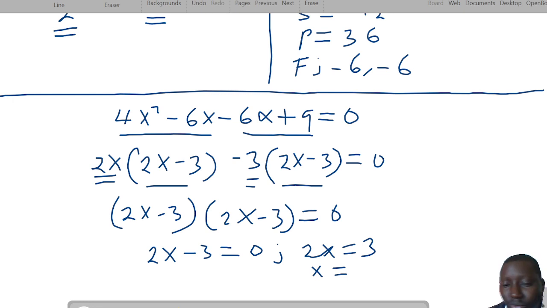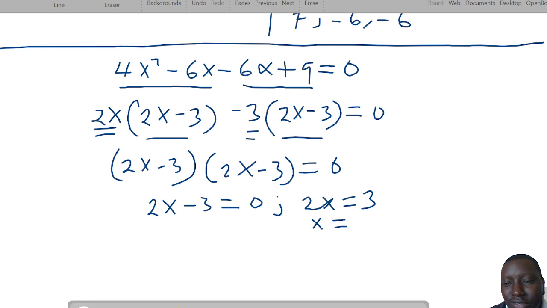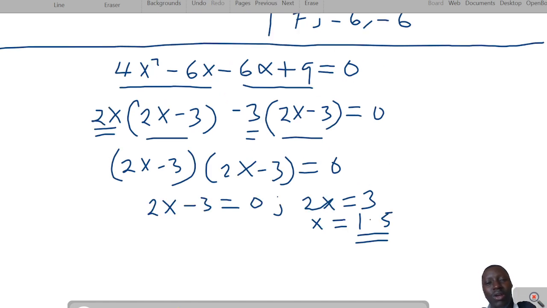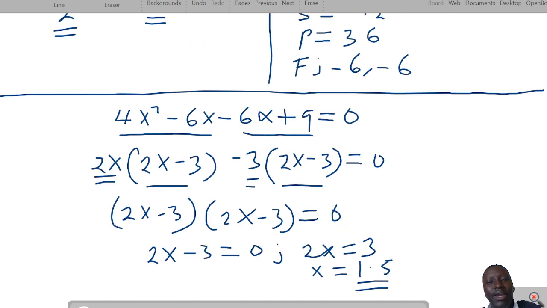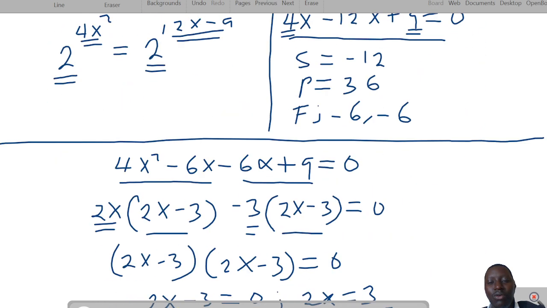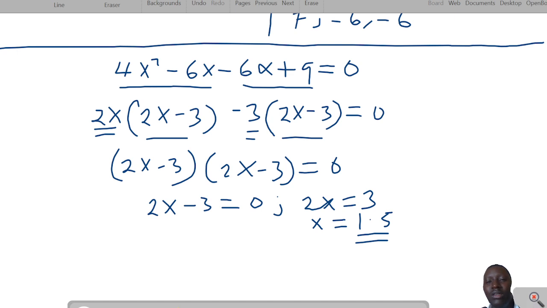But in mathematics, we do say that your answer should not be left in terms of an improper fraction. You should either have it as a mixed fraction or as a decimal. And as a decimal, the value of x will simply be 1.5. So that is it. We were required to find the value of x, and we have found the value of x to be simply 1.5. So that is it.